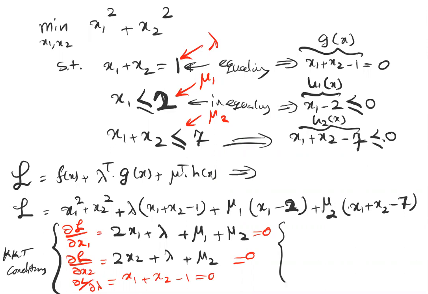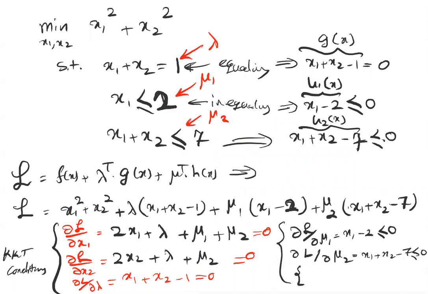There are two more cases. One, derivative of Lagrange function with respect to mu1, which is x1 minus 2, should be less than or equal to 0. This is one of our inequality constraints. And the other one is derivative of Lagrange function with respect to mu sub 2, which is our second inequality constraint. There is one more condition, which is actually two conditions. So one is mu1 multiplied by x1 minus 2 should be 0. Second is mu2 multiplied by x1 plus x2 minus 7 should be equal to 0.